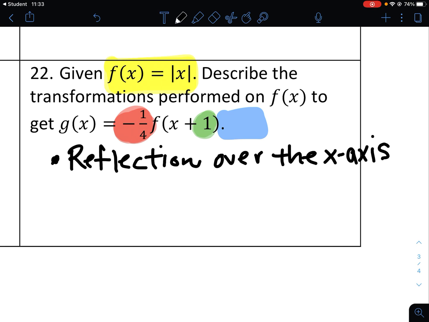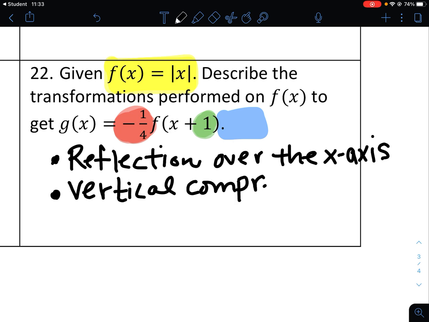And then that 1/4 tells us that we have a vertical compression. Please recall the difference between a vertical stretch and a vertical compression. A vertical compression, because that number 1/4 is less than 1. It's between the 0 and the 1. So if I looked at the decimal equivalent of 1/4, it would be 0 point something. In this case, 0.25. So a vertical compression.